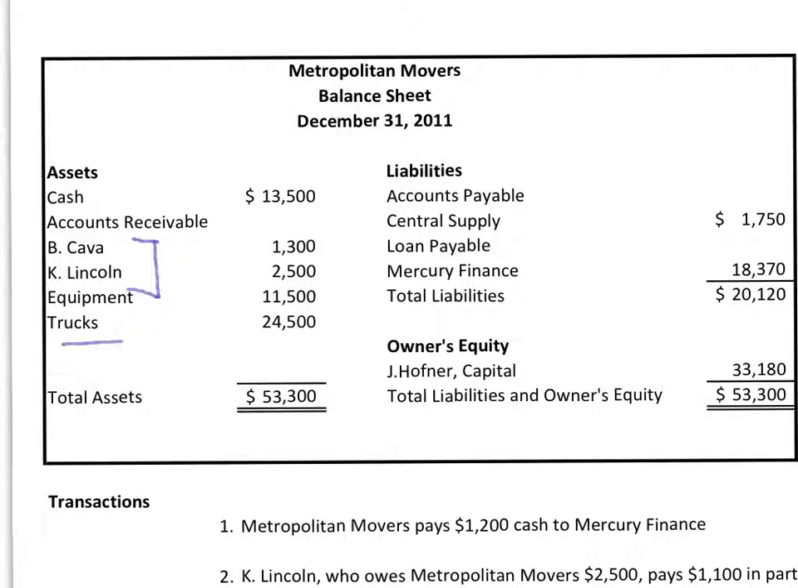So let's take a look. Mercury Finance is here. They are a loan payable. Mercury Finance is some kind of finance company, kind of like a bank, and they've given us a loan, probably for the purchase of either equipment or trucks. More likely the trucks. So we bought a truck at some point from them, and now we're paying $1,200 cash. It's probably some kind of monthly payment that we have to make on our truck. So what do you think happens to the balance sheet here?